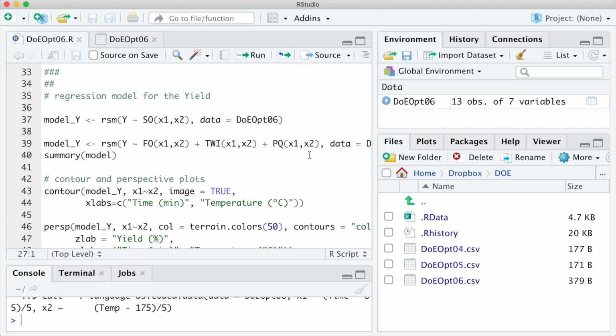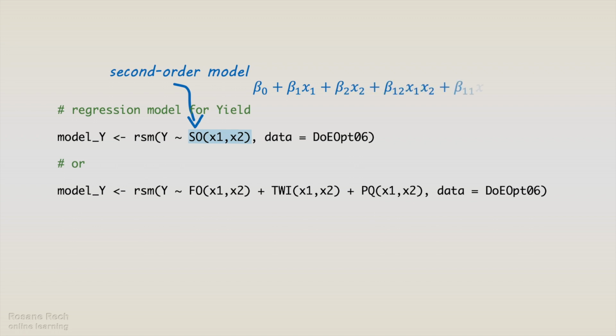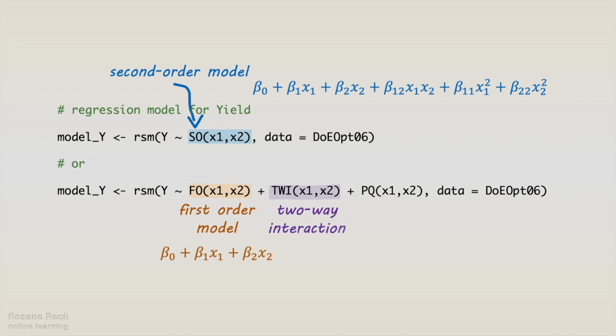The next step is to run the second-order regression model using the RSM function. We can build a second-order model using the command SO, which stands for second order and returns the complete model. Alternatively, we can build the second-order model by its parts by using the FO command for the first-order linear model, the TWI for the two-way interaction terms, and the PQ, pure quadratic, for the quadratic terms. Let's run the latter.